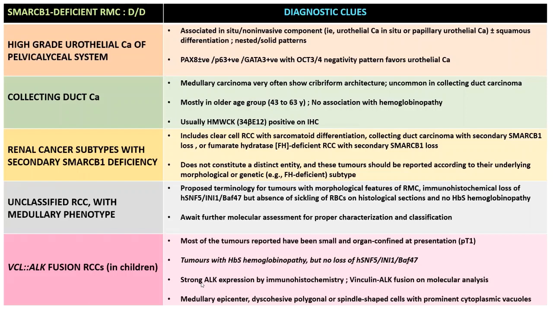When you have a patient with sickle cell hemoglobinopathy, you could have a SMARCB1 deficient renal medullary carcinoma, or you might get a vinculin ALK fusion associated renal cell carcinoma. However, those are usually small tumors which are usually organ confined, unlike a renal medullary carcinoma, and they show a strong ALK expression. And usually they have prominent cytoplasmic vacuoles along with a polygonal and a spindle cell population.